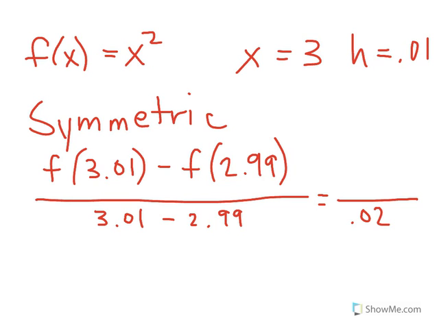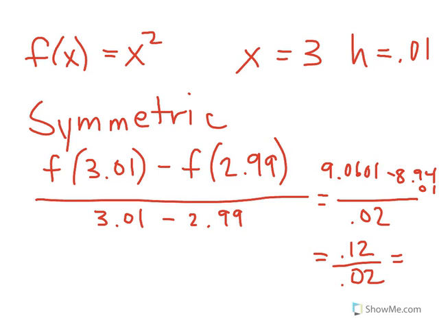The numbers in the numerator are going to be the ones we've already seen. So for example, we're going to have 9.0601 minus, and then from the previous question that we did, 8.9401. Sorry, I ran out of room there. So when I subtract those two, I'm going to end up with 0.12 over 0.02, and you might be able to see where this is headed, because when I divide those two, I get exactly 6.